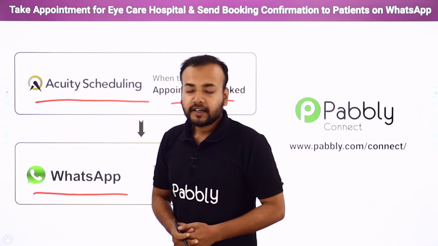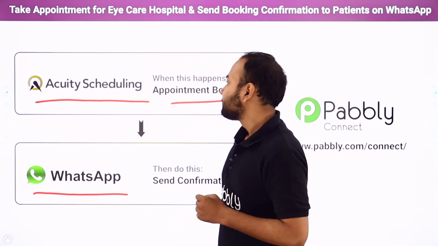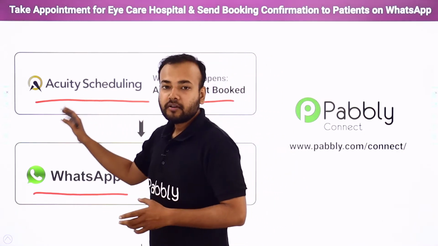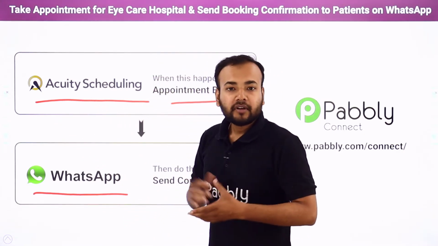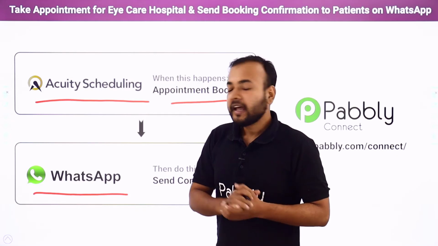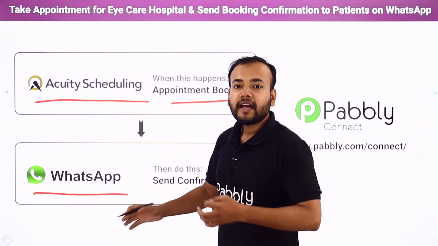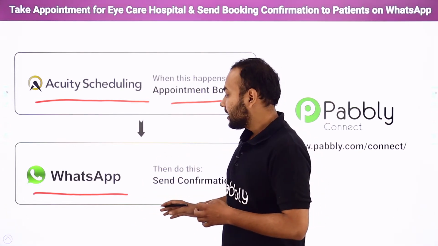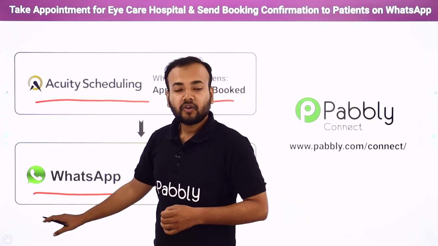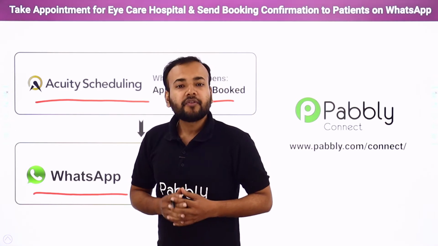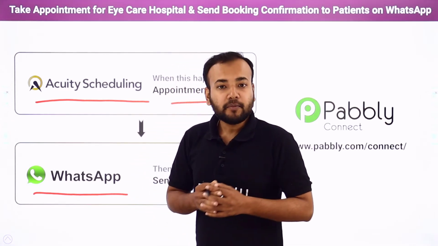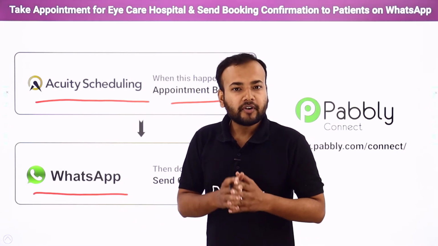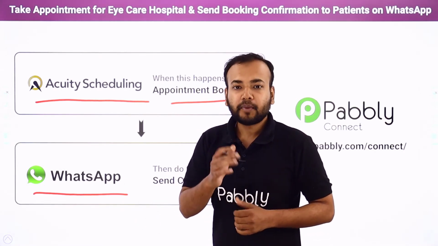Now to get this done, guys, you have two ways. One is that whenever a new booking or appointment is made here in Acuity Scheduling, you manually sort out the details of that patient, then come to WhatsApp and manually type a message and send them the confirmation message on WhatsApp. But guys, if you're receiving hundreds of appointments and bookings on a daily basis, this manual process can consume a lot of your time and energy and can be very problematic.